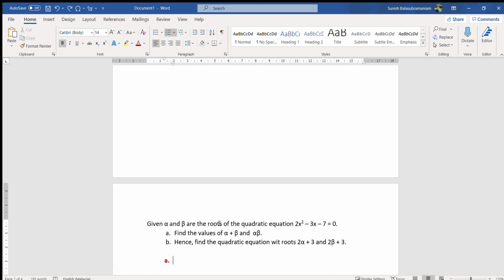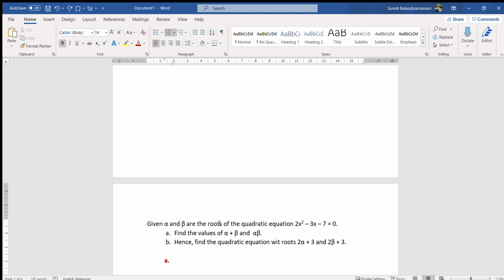So we have the roots alpha and beta, but in this question they are not asking what is the value of alpha and beta separately, but they are asking what is the value of alpha plus beta, which is the sum of the roots, and alpha beta, which is the product of roots. So it is enough for us to find the sum of roots and product of roots.